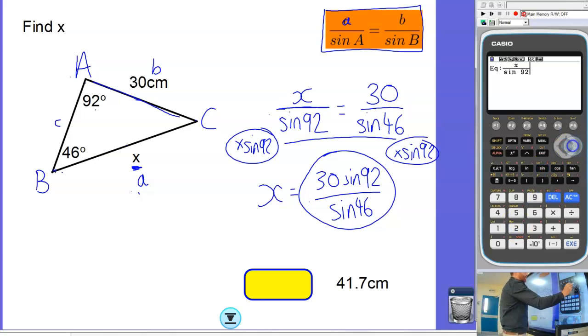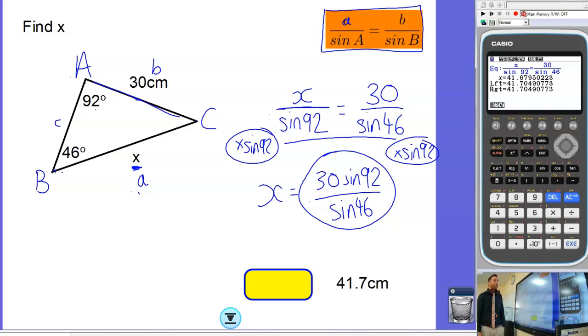And then I'm going to put equals, shift equals, and then I'm going to put 30 over sine 46, and hopefully we get the same answer using this method. So click solve, and there we go, 41.67, which rounds to 41.7. So that's the two ways that you can use your calculator to do the calculations.